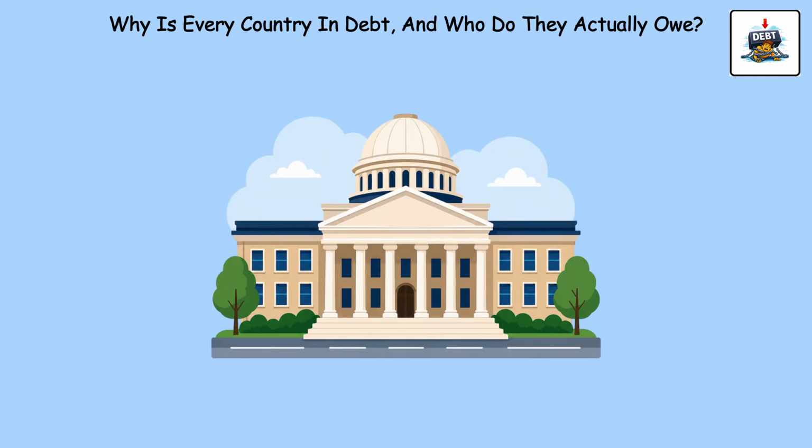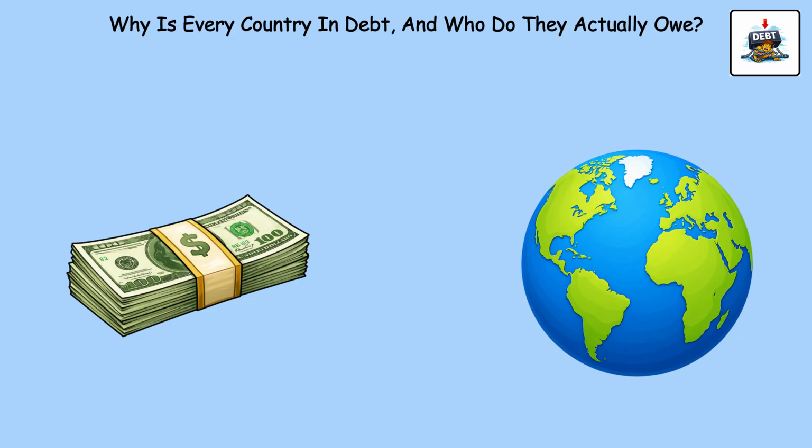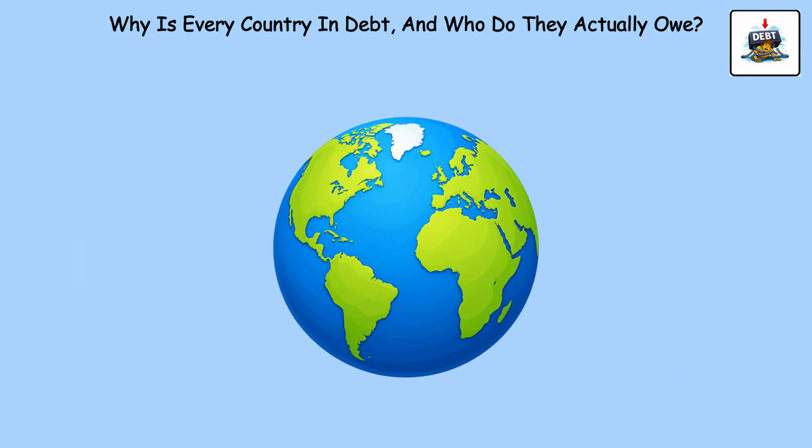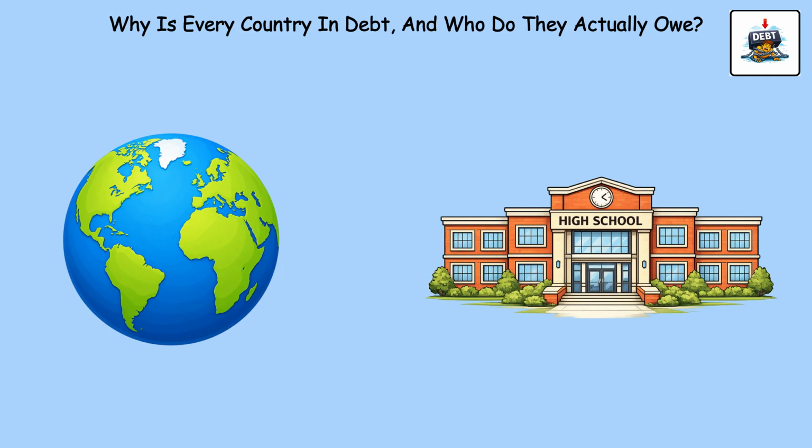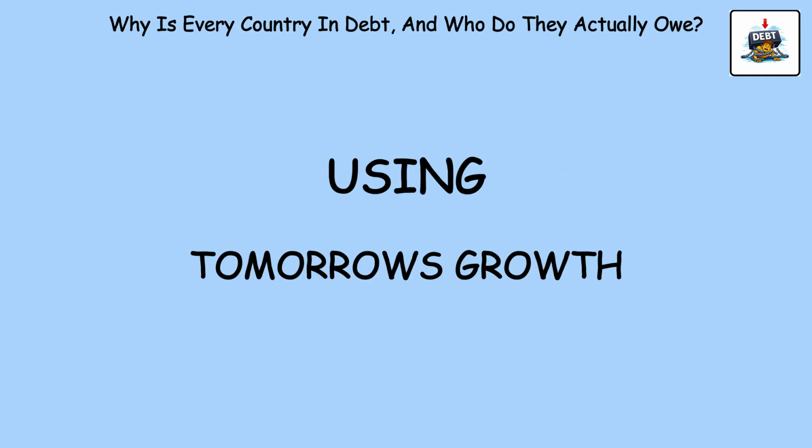When you buy a government bond, you are lending money to the state. In return, they promise to pay you back with interest. Why do they do this? Because it allows a country to build roads, schools, and hospitals today, using tomorrow's growth.